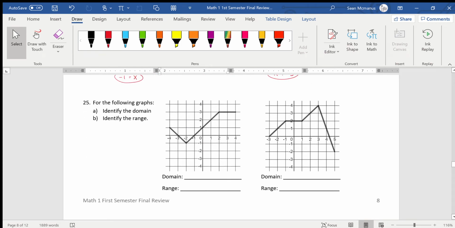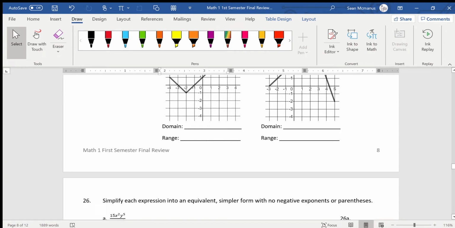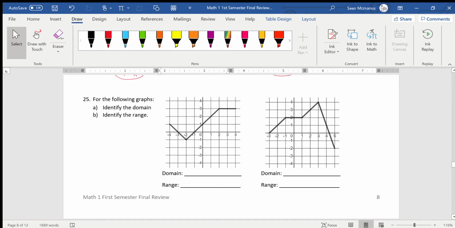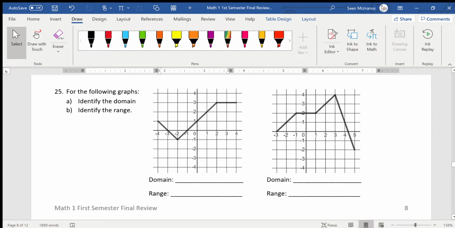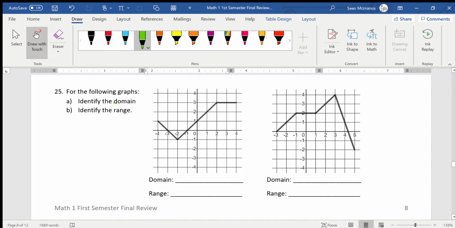All right, I'm going to do one more in this video and then focus on the exponent rules. So 25, for the following graphs, identify the domain and range. Right, so remembering what this means, right? So domain is the x and range is the y. So what are the x's on the graph, right? So if I look at this first one, remember we looked at it like a picture. It starts at negative 4 and it finishes at 4. So the domain, the x is between negative 4 and positive 4.